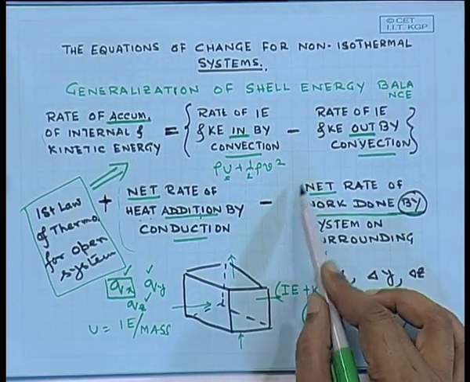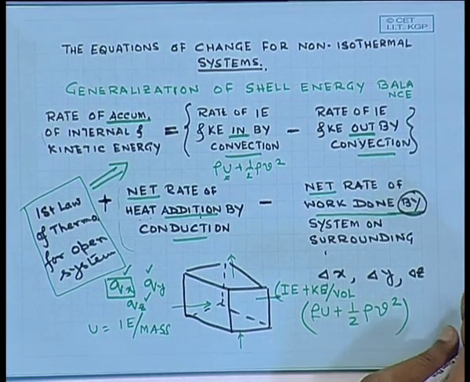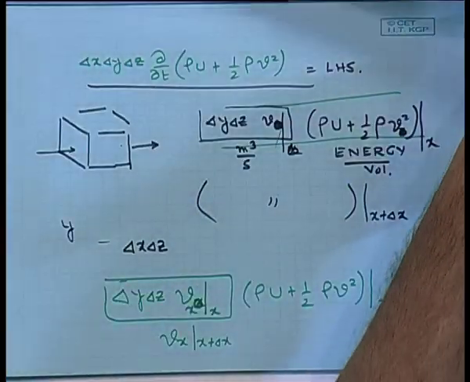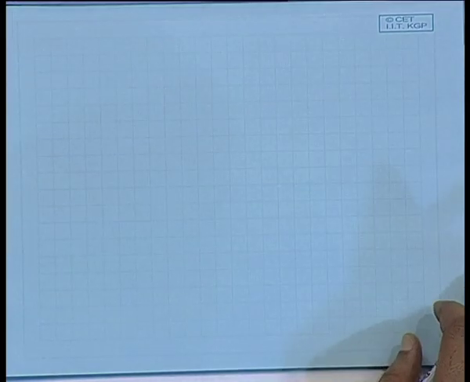So, what is left is the net rate of work done. We are assuming it is by the system on the surroundings, so that everything is going to be negative. And we know that when we have work done, we would like to find out the rate of work done. It is nothing but force into velocity. Whatever be the force that is acting on the system has to be multiplied by velocity.